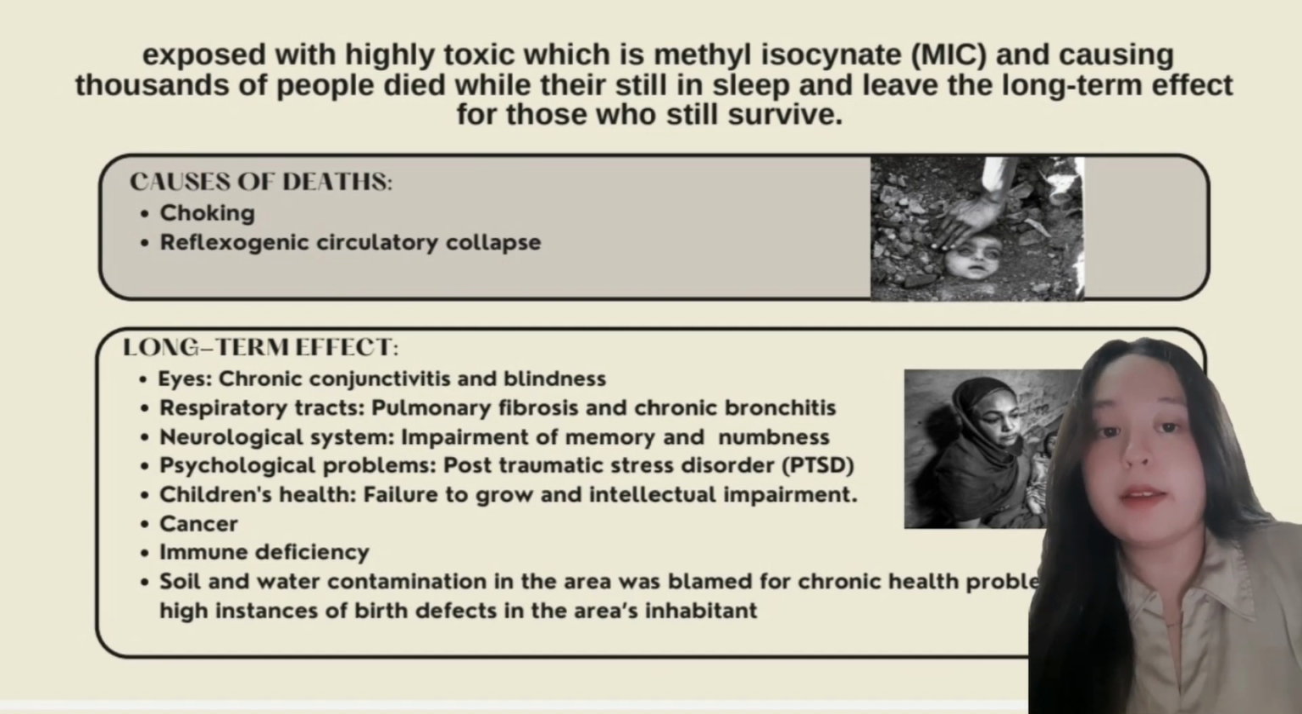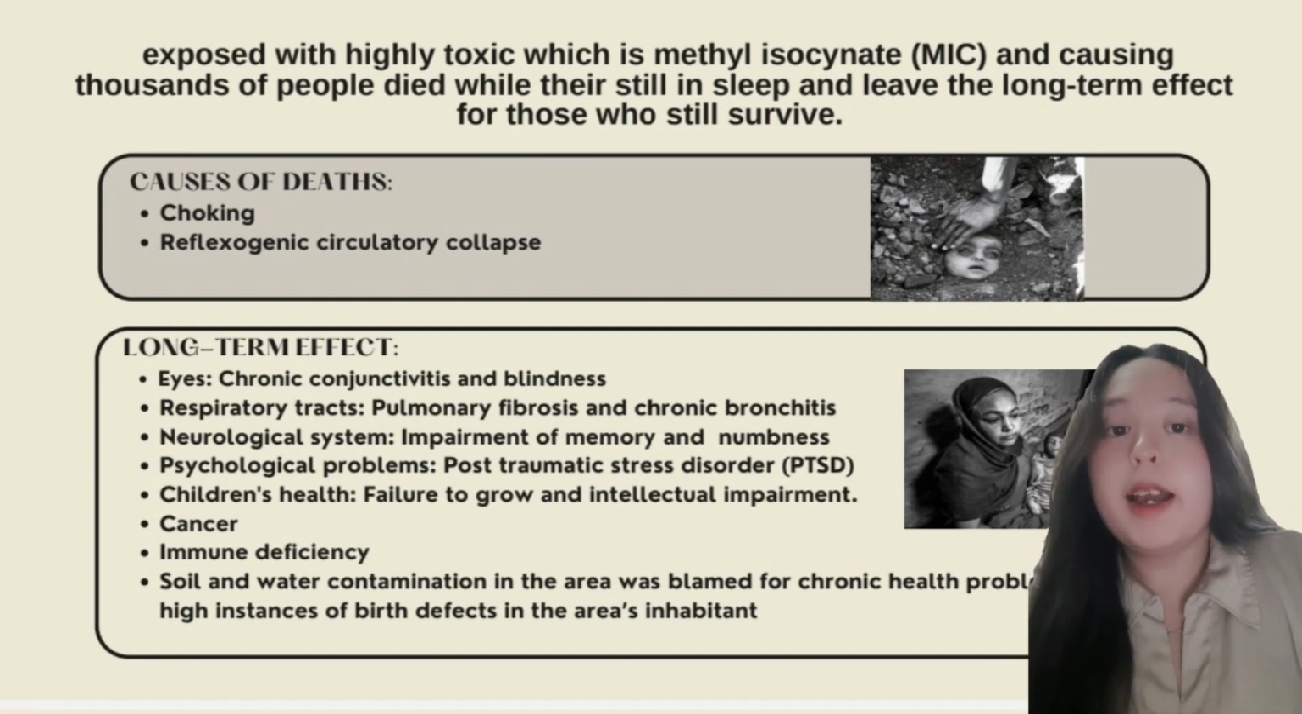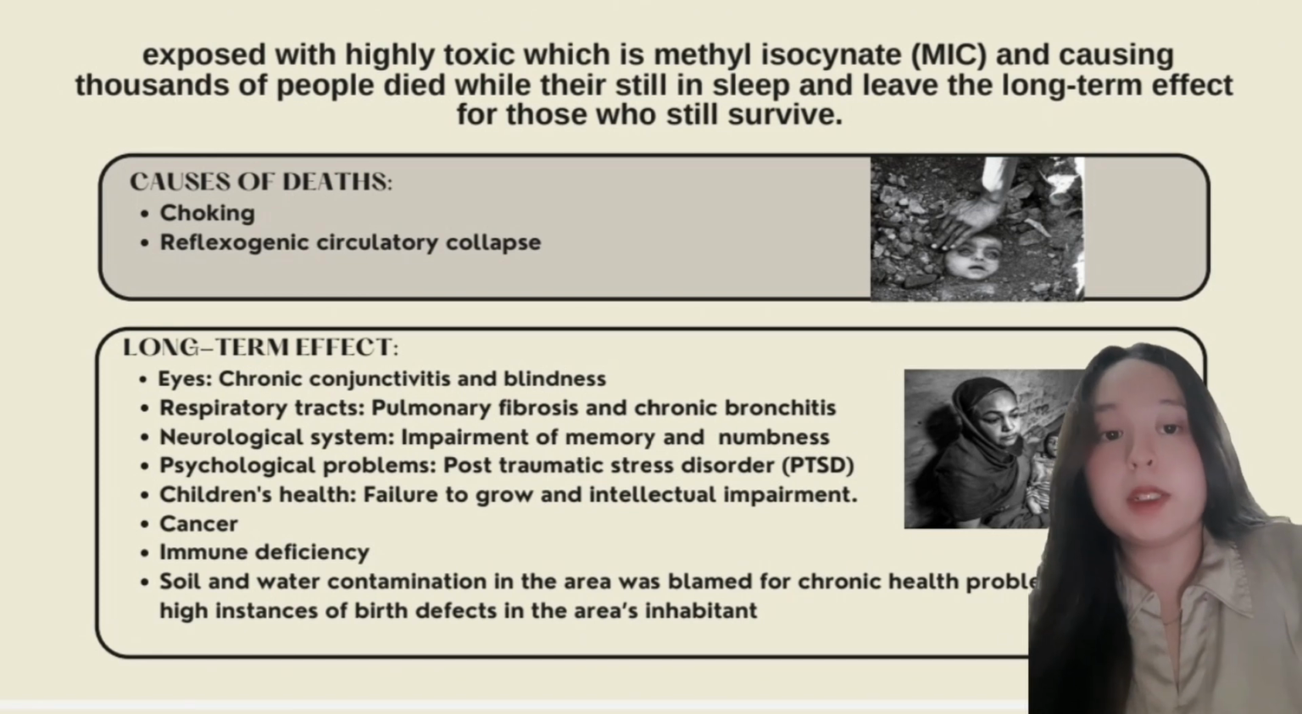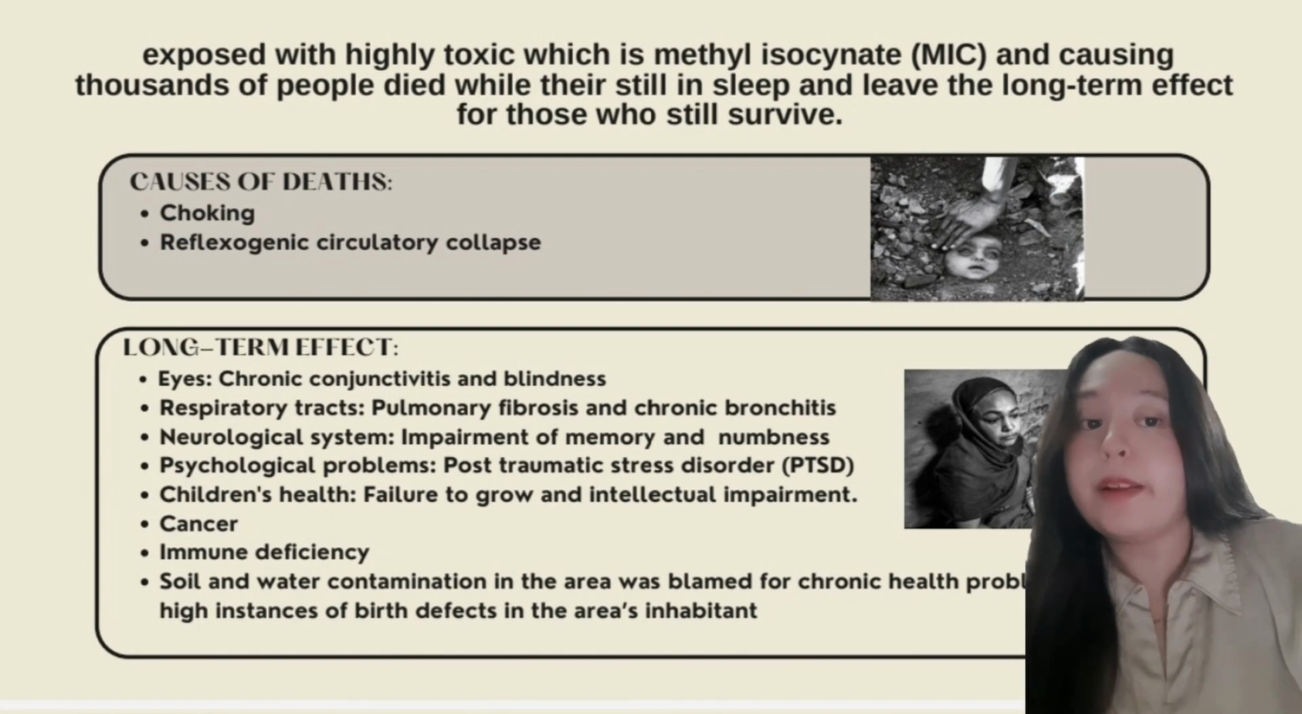Number 7 is immune deficiency, and the last one is soil and water contamination in the area, blended with chronic health problems and high instances of birth defects in the area inhabited.